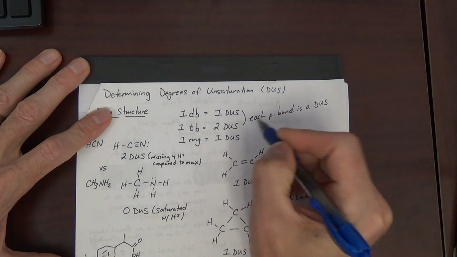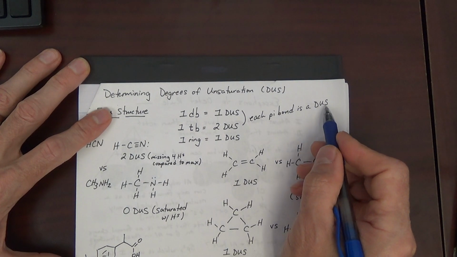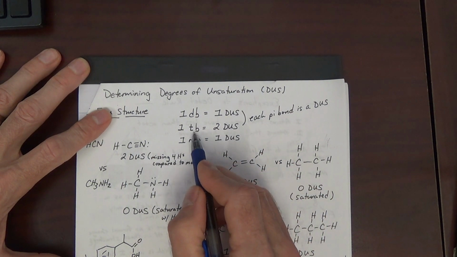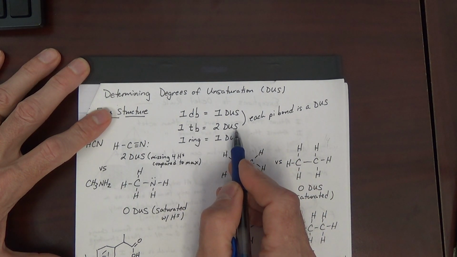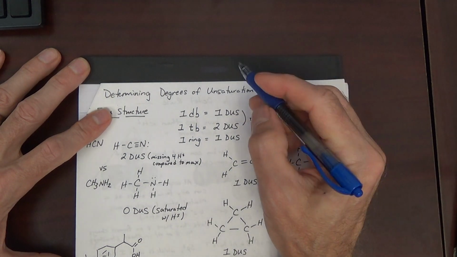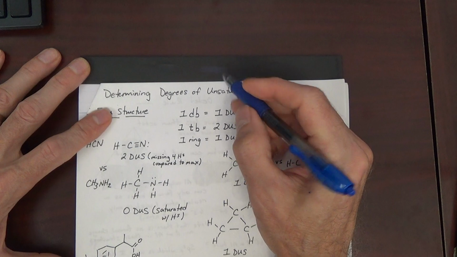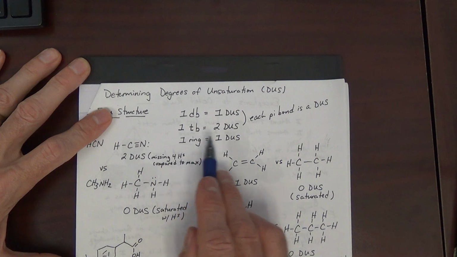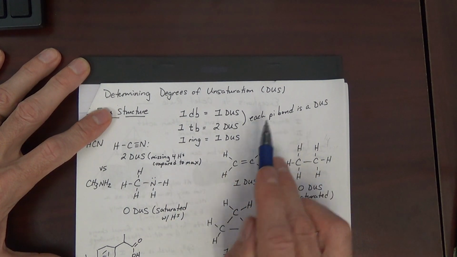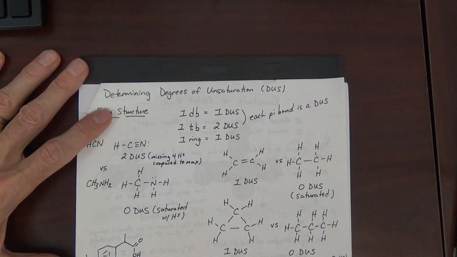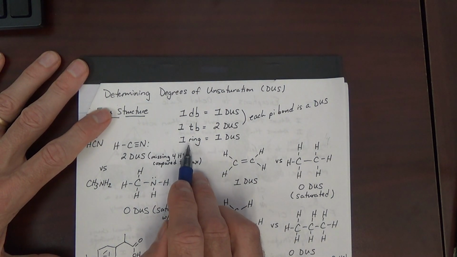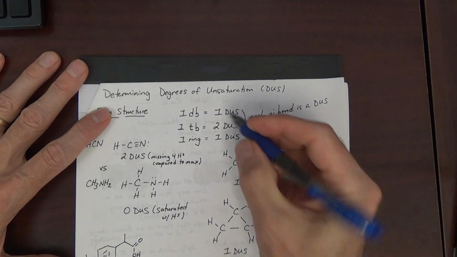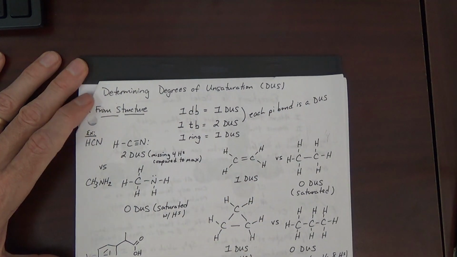Now actually what's going on here is each pi bond is 1 DUS. But since a triple bond contains 2 pi bonds, that's why a triple bond is 2 DUS. Once we start covering bonding more in depth and looking at hybridization and sigma bonds versus pi bonds, we'll see that a triple bond contains the 2 pi bonds and thus 2 DUS. We also need to know that one ring equals 1 DUS. We'll explain this further as we move along.